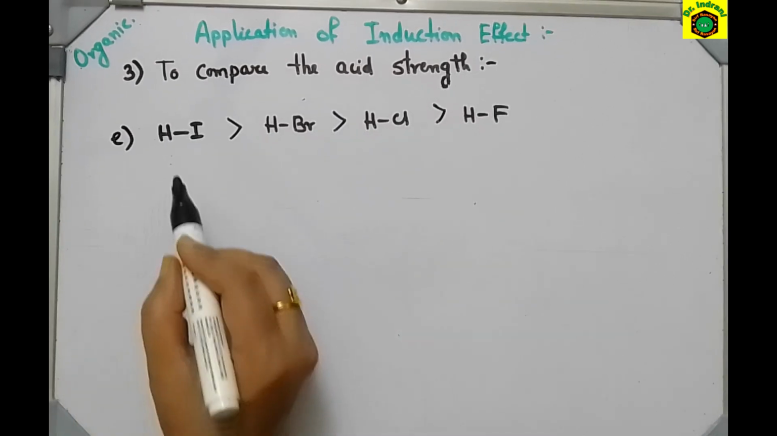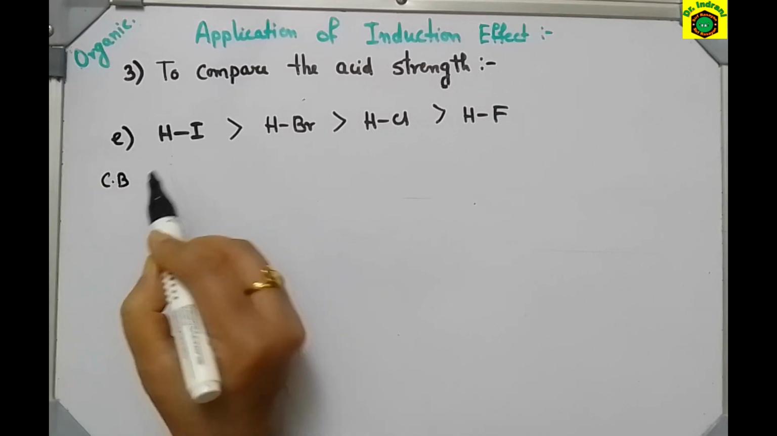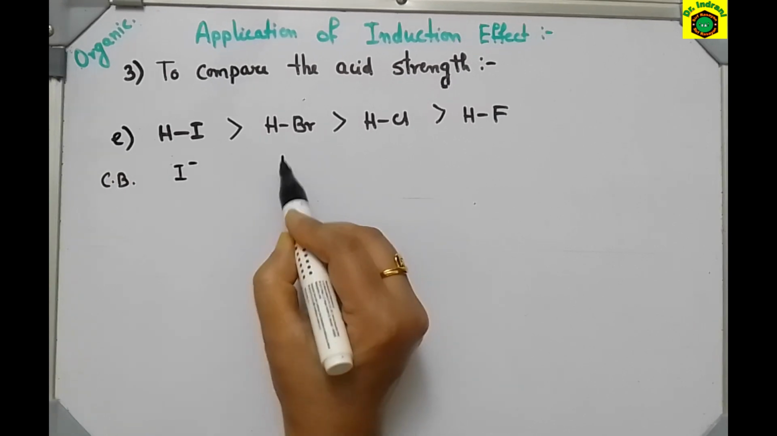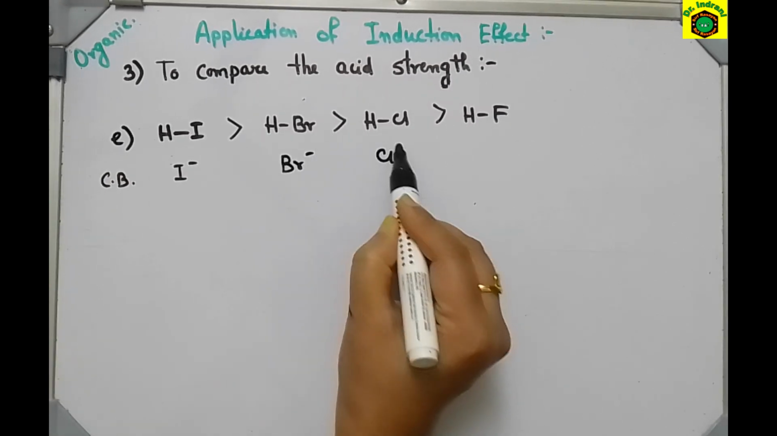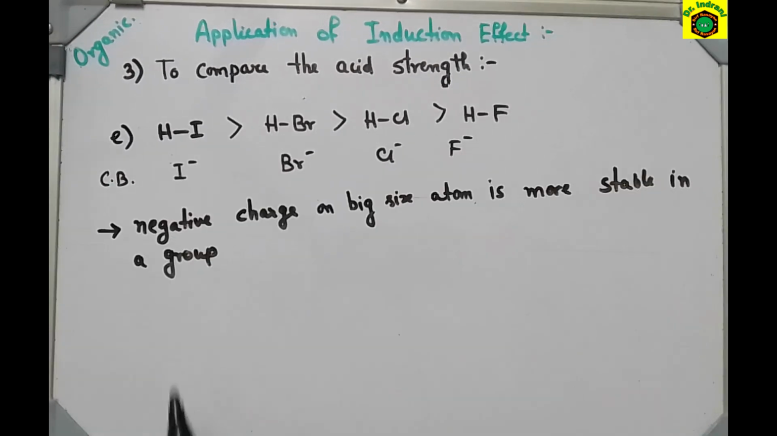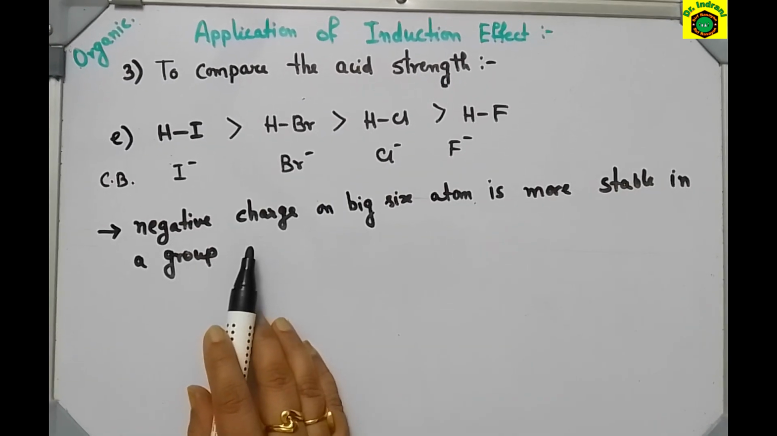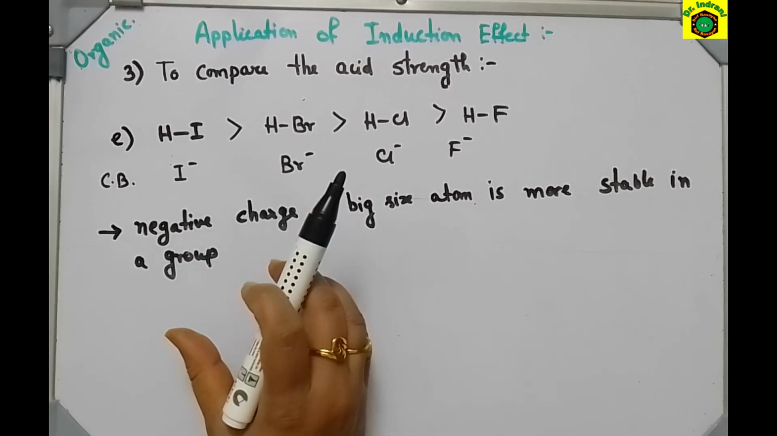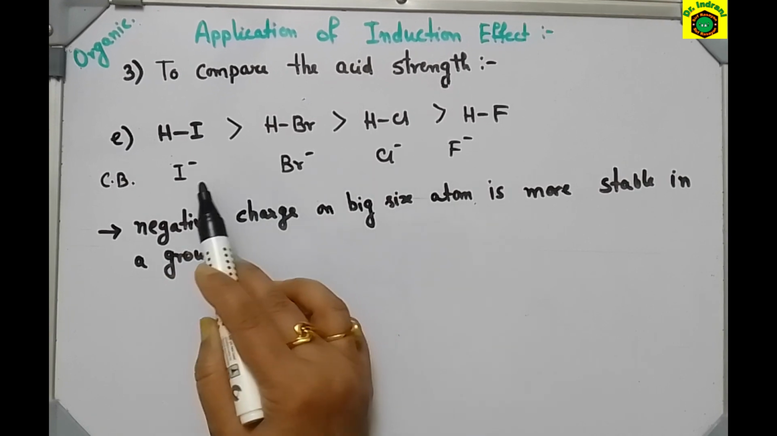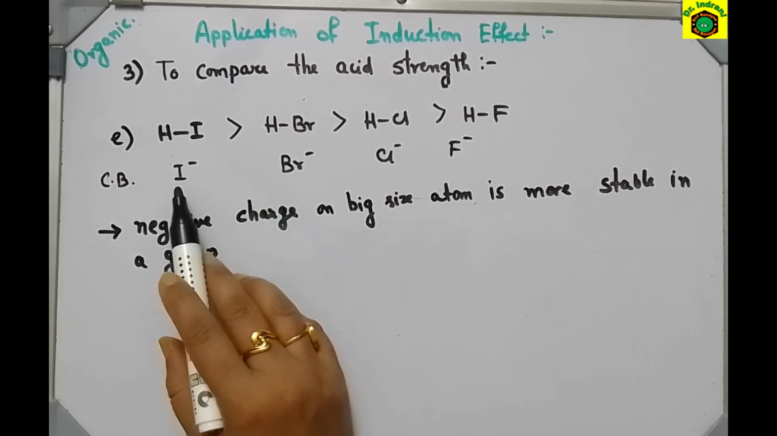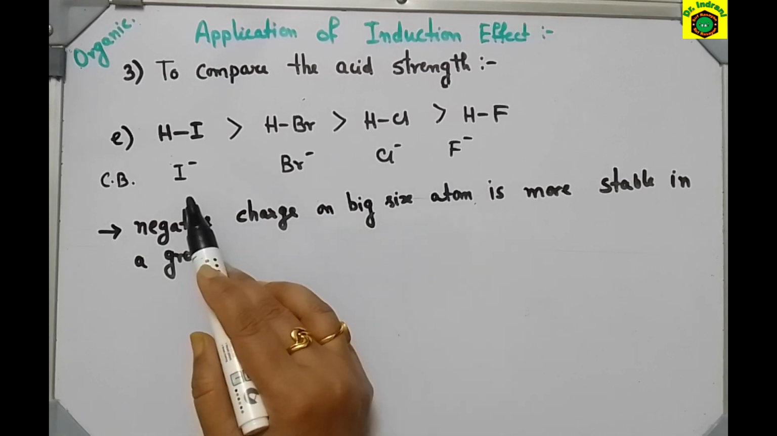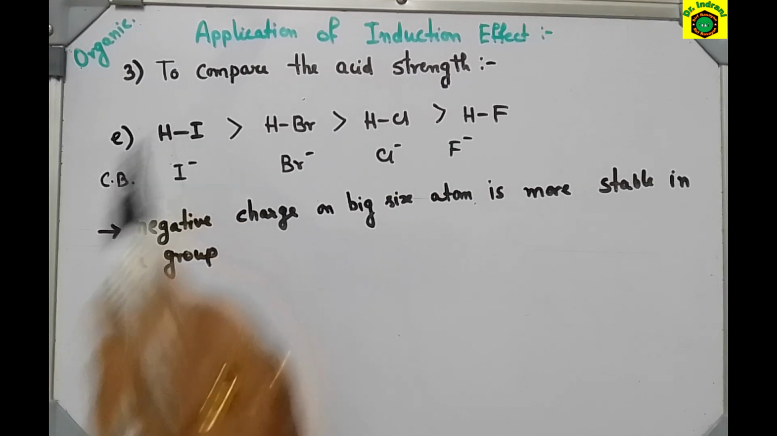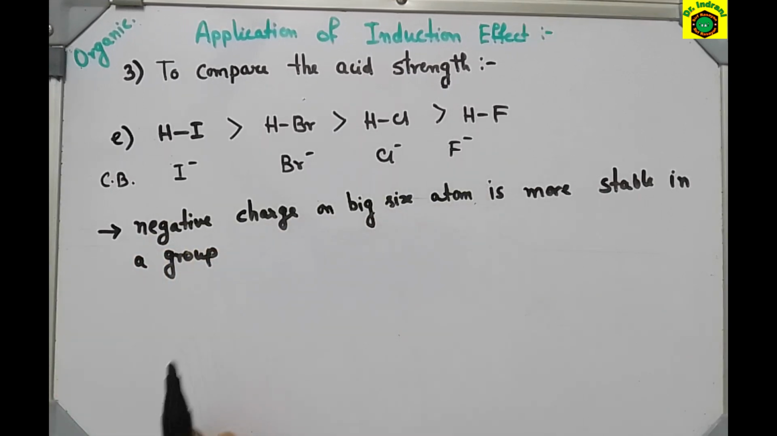Or you can say in another way that here conjugate bases, after donating H+, it is forming I-, it is forming Br-, it is forming Cl-, and it is forming F-. Now remember, negative charge on big size atom is more stable in a group. F, Cl, Br, I are in the same group, and its size is increasing in this direction, means down the group. So this is biggest size among these four. So biggest size atom is having negative charge, means it is most stable. So parent acid is most acidic. Acidic character is decreasing in this direction.